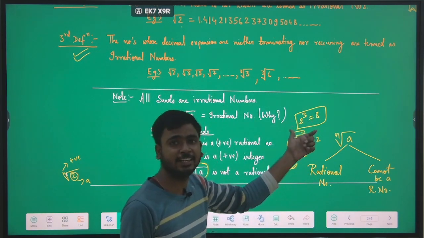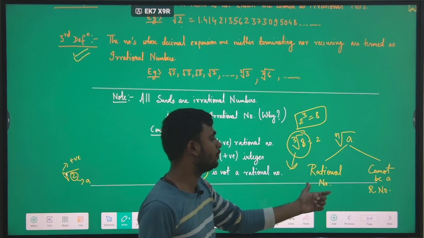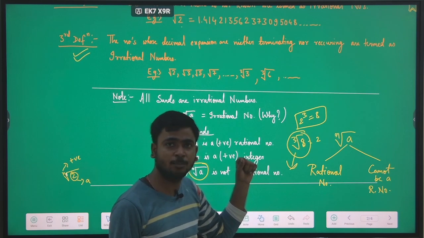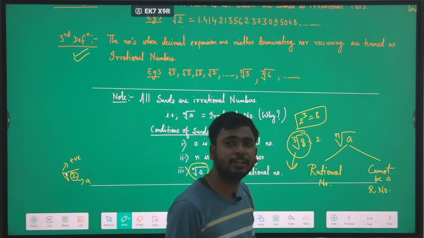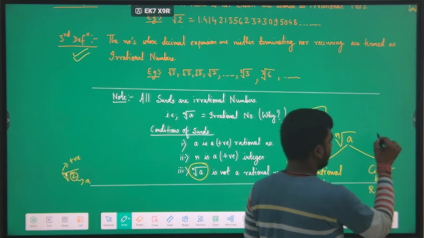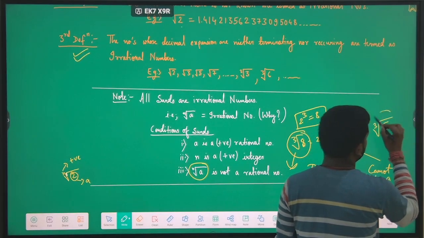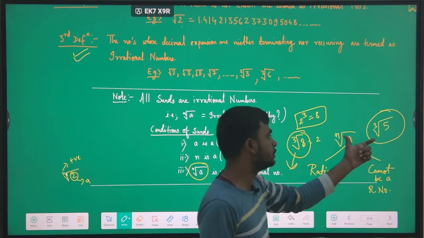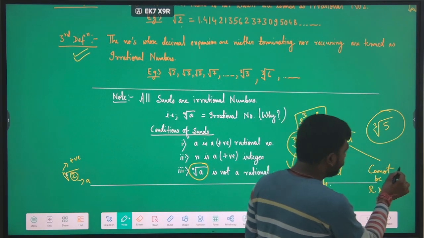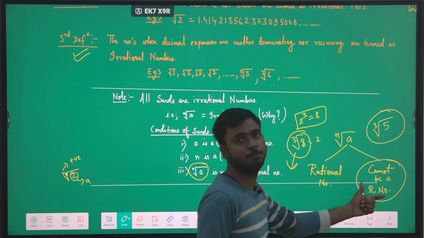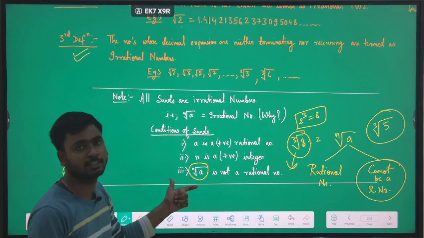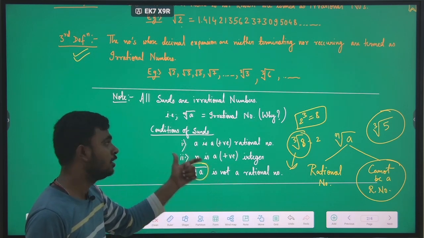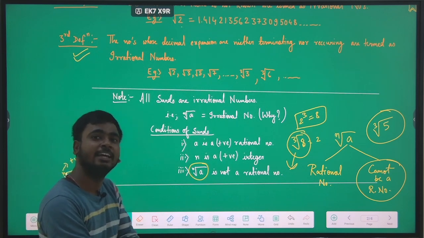Sometimes we are getting the nth root of a as a rational number, and sometimes we are getting the nth root of a that is not a rational number. Let us suppose that we are given the cube root of 5. We cannot find the exact value of the cube root of 5. So that is why I am saying the nth roots of a which are not rational numbers are said to be irrational numbers. So all the surds which follow these conditions are not rational numbers, they are irrational numbers.